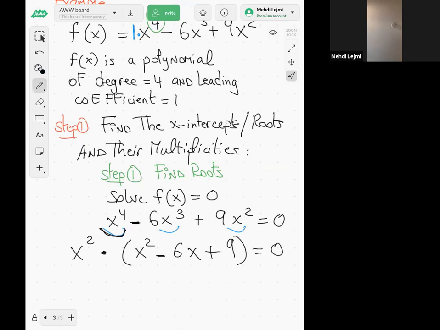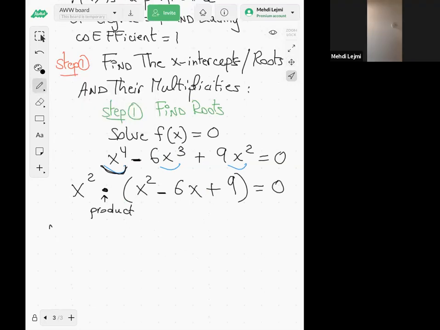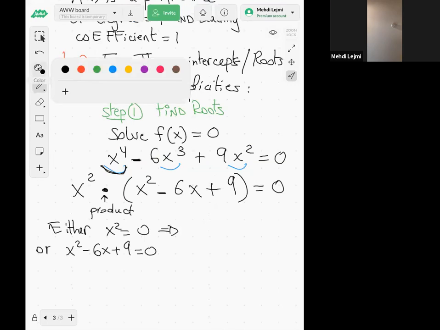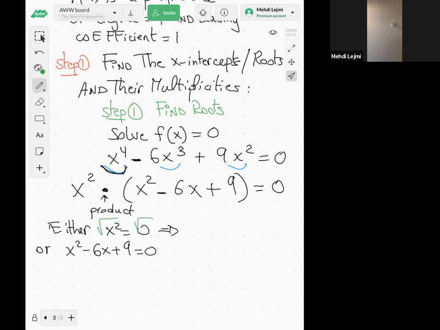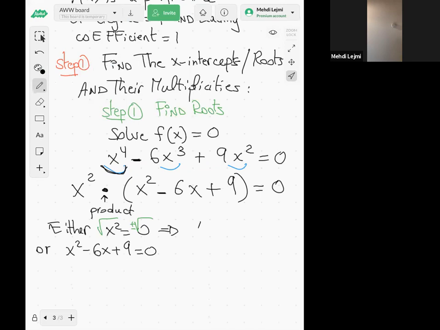So I got my product equal to 0, so then I can say either x squared is 0, or x squared minus 6x plus 9 is 0. Now x squared is 0: you can apply square root, plus or minus because the power is even. But here it doesn't matter because the square root of 0 is 0. So my x is just 0.